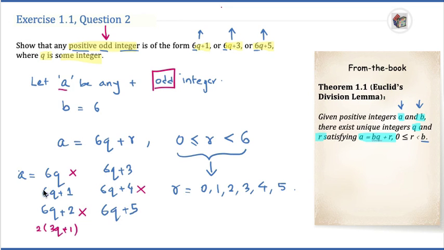So overall, what are the possible values that I'm left with? It's just these 3 that can be odd. And you will see they exactly match with the 3 forms that we had here in the question. So we have proved what we had set out to prove.